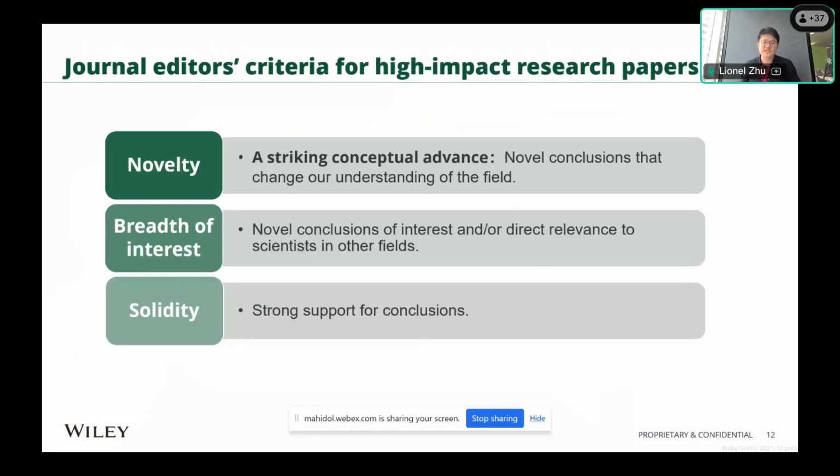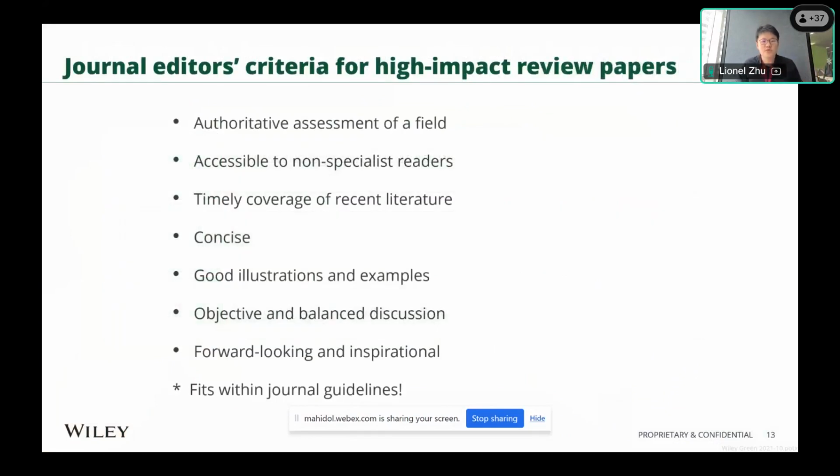As for the criteria, I just mentioned 3 main points that we train all the in-house editors on. They are all the same. The most important is novelty, followed by breadth of interest, then solidity. Regarding review papers, we have higher requirements, because we want the review paper's author to be well established. Review papers are not only a summary of the existing literature, but also some outputs from their perspective.